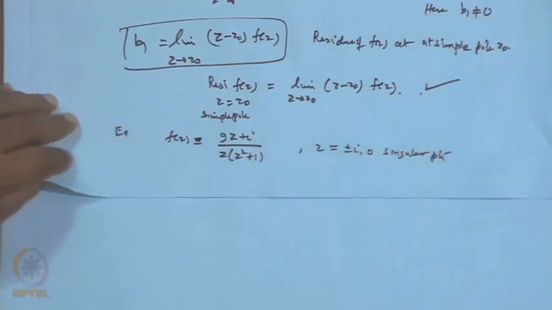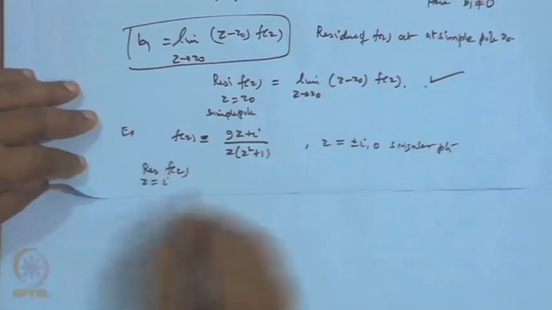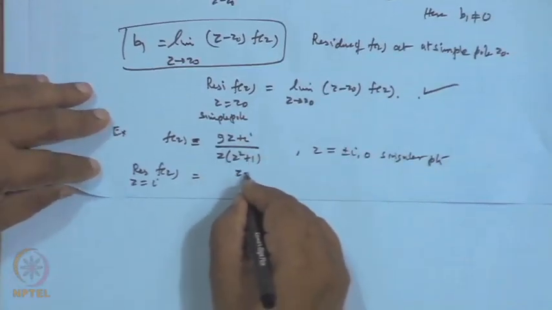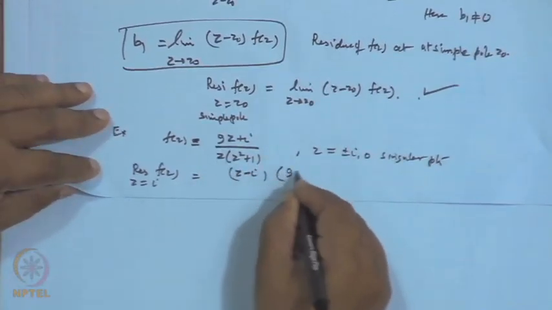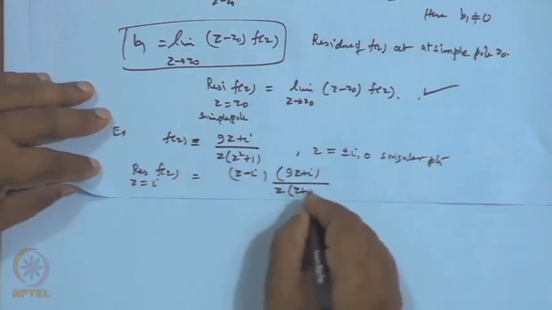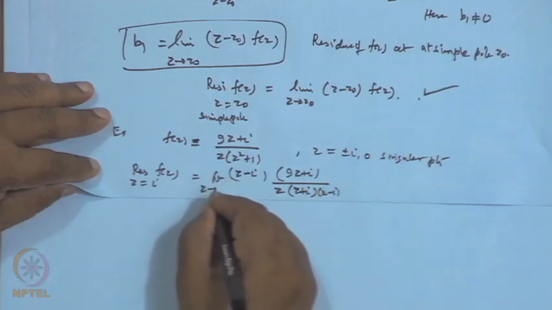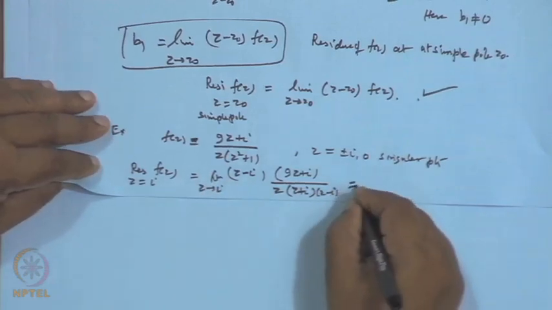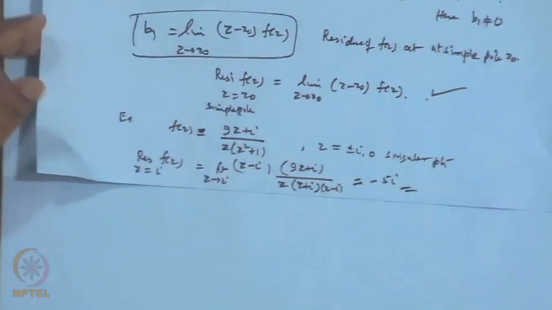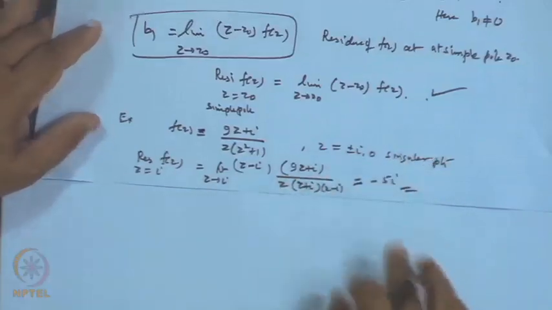Okay. So, I want the residue of the function f(z) at the point z equal to, say, i. What you do is multiply by z minus i the whole thing, (9z + i) divided by z, and z square plus 1 can be written as (z minus i)(z plus i), and take the limit as z tends to i. If we compute this value, it comes out to be minus 5i. That is the residue of the function at z equal to i. Similarly, the residue at minus i and at 0 can be obtained quickly.